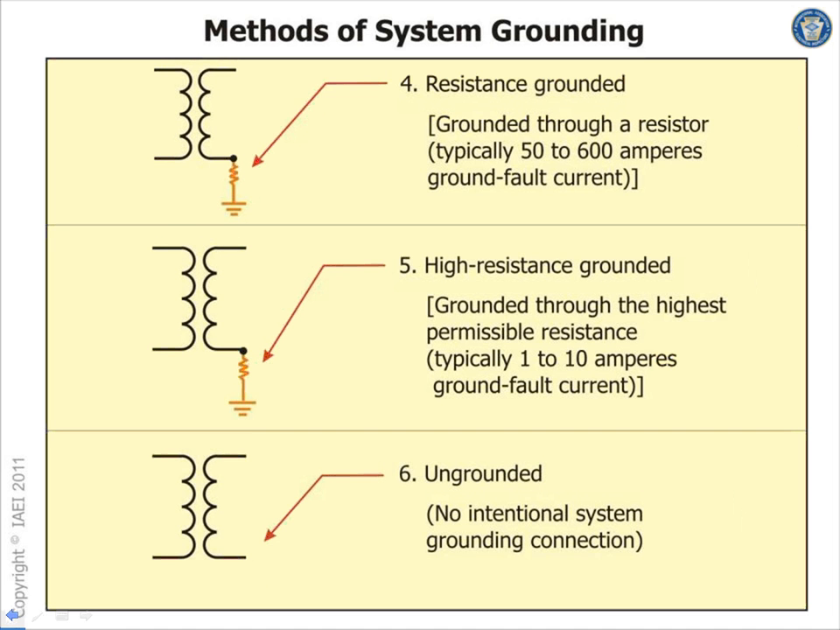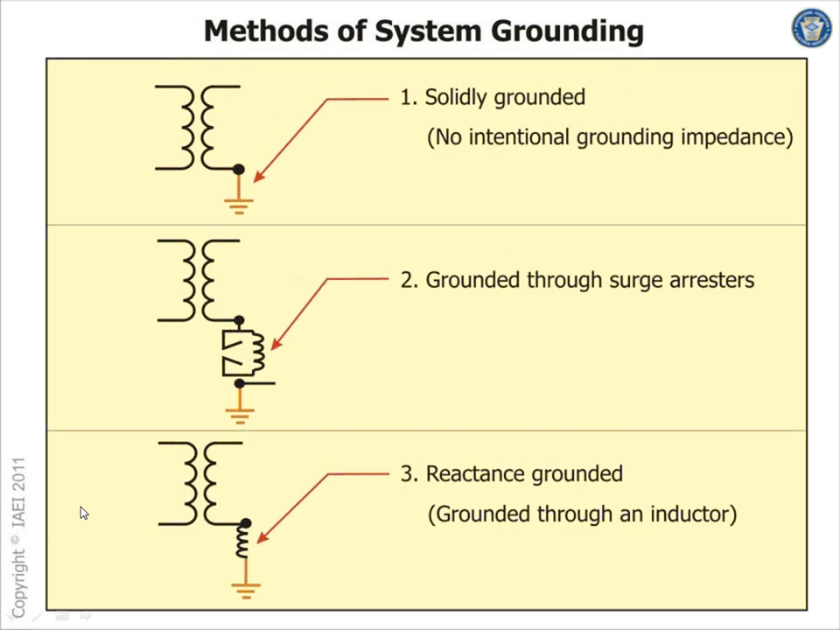So here's the ungrounded system. The grounded system can be resistance, high resistance or low resistance, or can be ungrounded. But the most common system is the solidly grounded system. Solidly grounded system, ungrounded system, or impedance grounded system. All these are in Article 240 as well as in IEEE 142 and the source book.